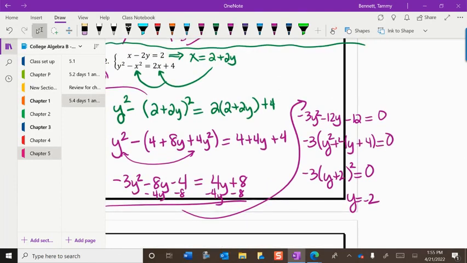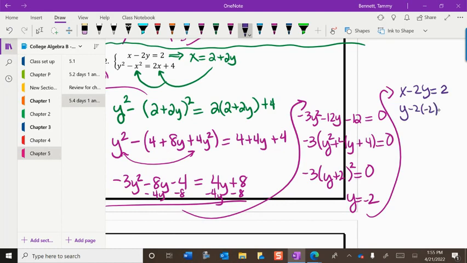All right, so we're going to use that top equation. I know x minus 2y is 2. So that's going to be x minus 2 times negative 2 equals 2. So this is really x plus 4 equals 2. So subtract 4, x is negative 2. So my solution is negative 2, negative 2.